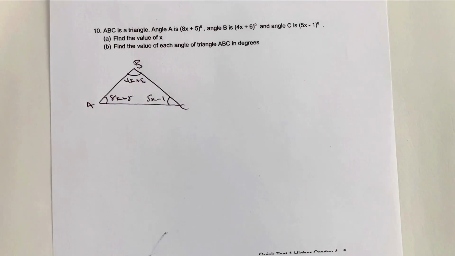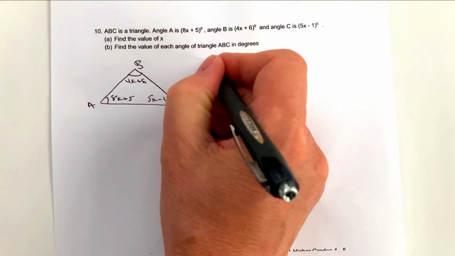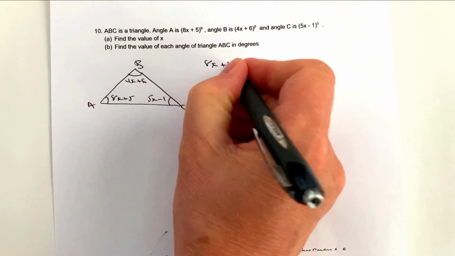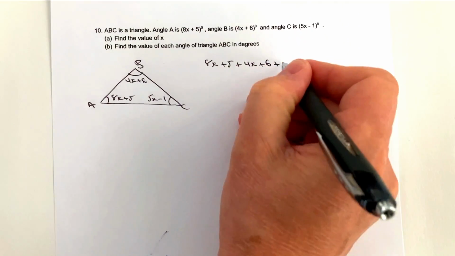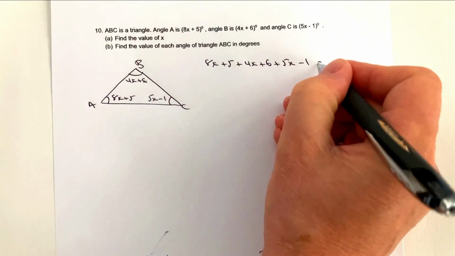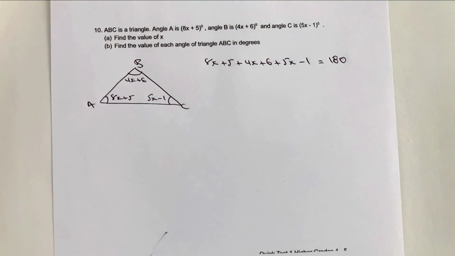All the internal angles of a triangle add up to 180 degrees. So what we can do is add all of these expressions together and make them equal to 180 degrees. So 8x plus 5, plus 4x plus 6, plus 5x minus 1, and all of that equals 180. And then really it's just a case of solving this equation.